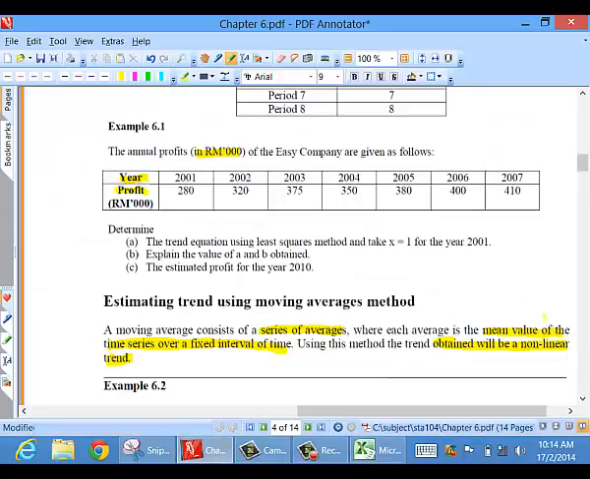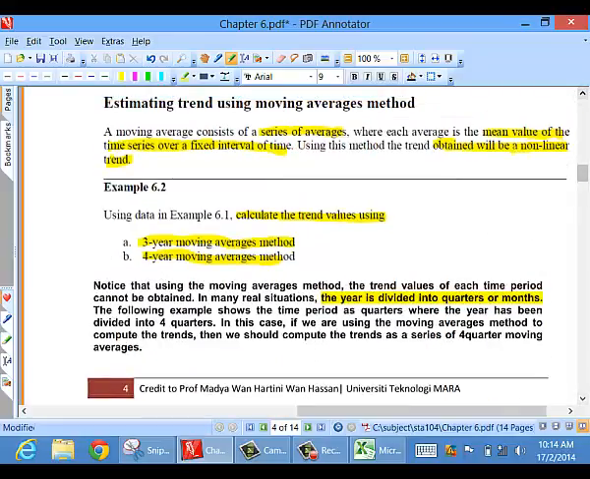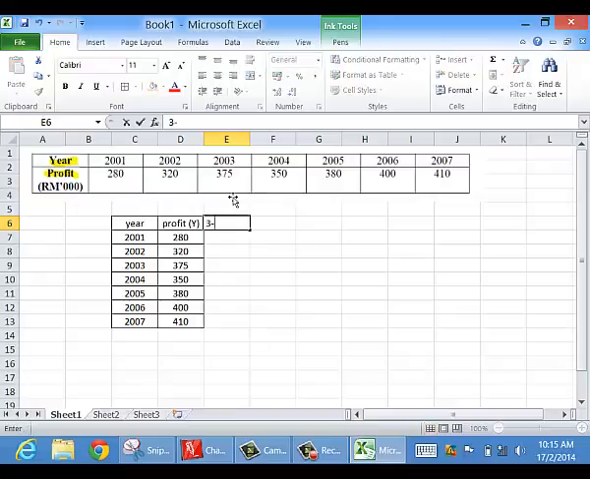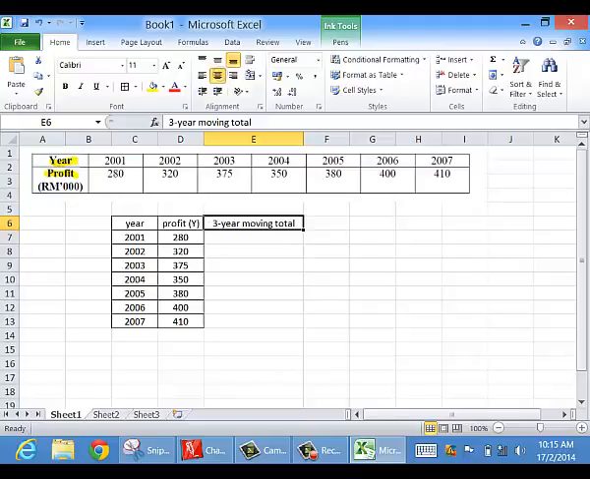Look at question 6.2. Using the data in 6.1, calculate the trend value using 3 moving average and 4 moving average. Now look at the first question, 3 moving average. To calculate the 3 moving average, first we need to add one more column beside the profit, which is the 3-year moving total. This chapter you need to listen carefully. You need to understand how to do it.